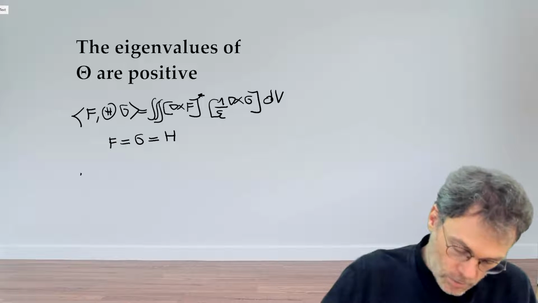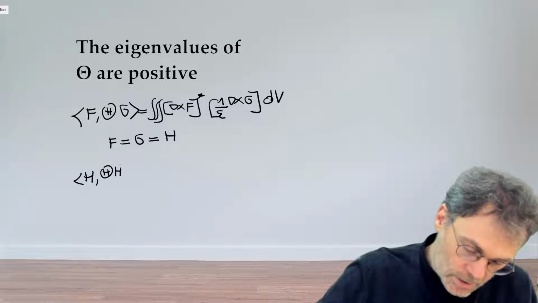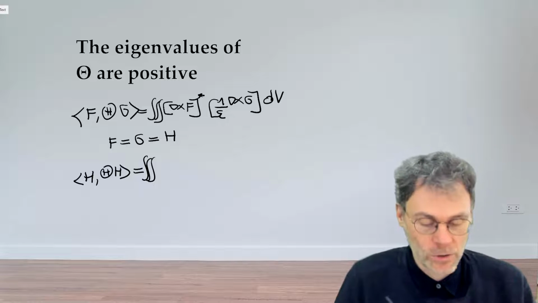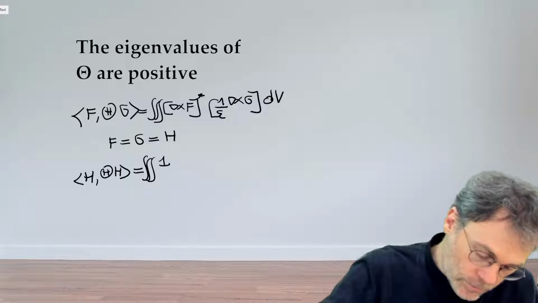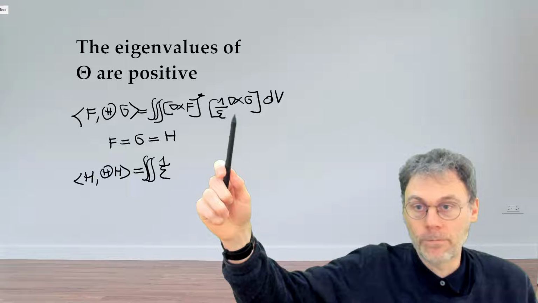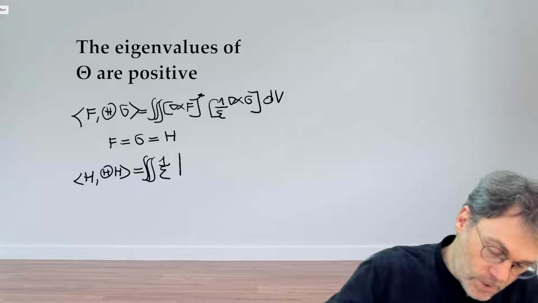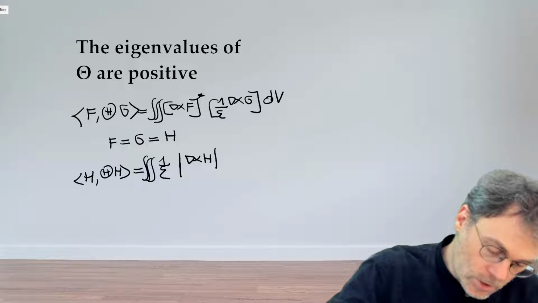Okay, so let's replace everything by h. So we have h theta h equal to, and then we have the volume integral. So of course, 1 over epsilon we have over here. And then these guys become basically the complex conjugate of each other. So this will end up being the norm squared of the curl. So this becomes curl h norm squared dv.